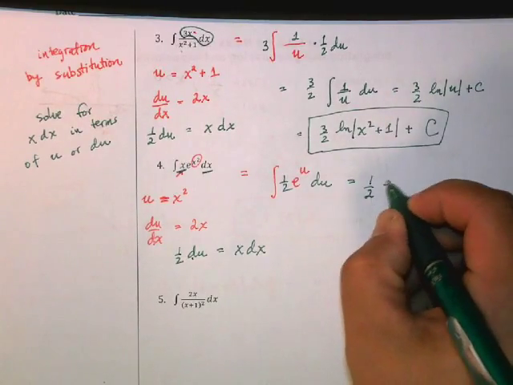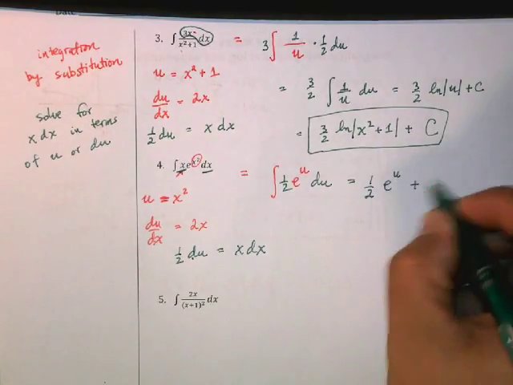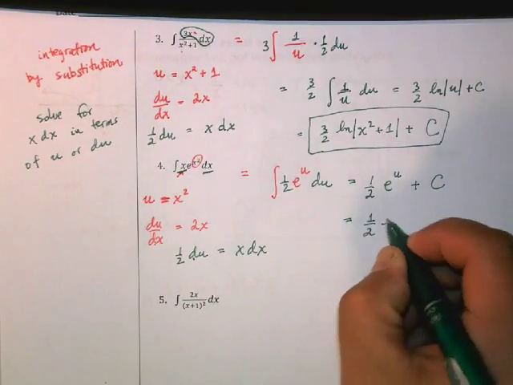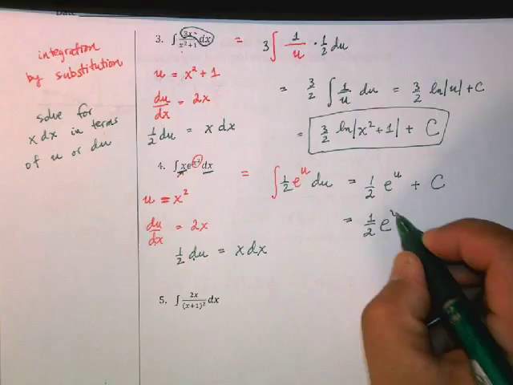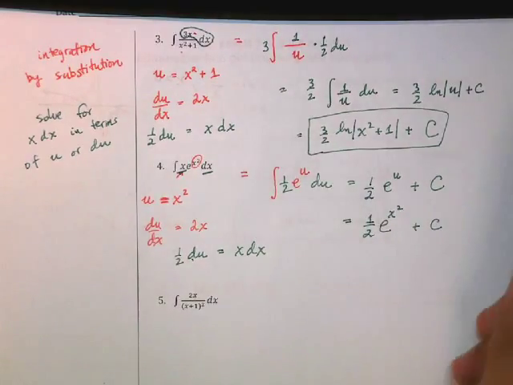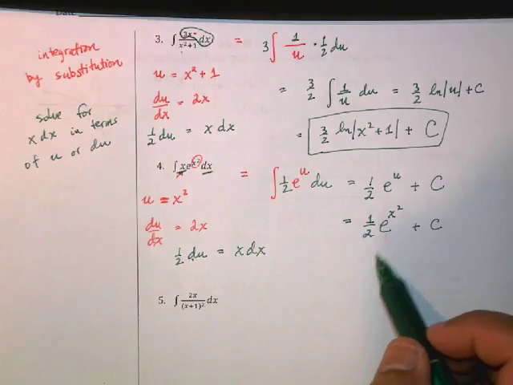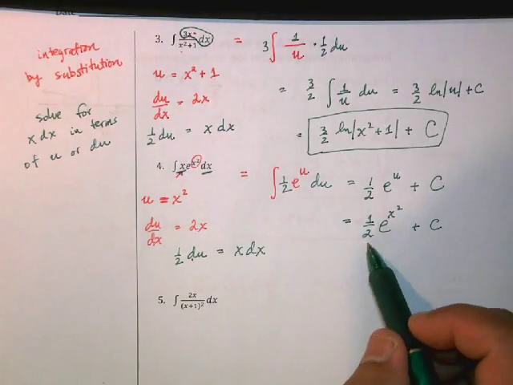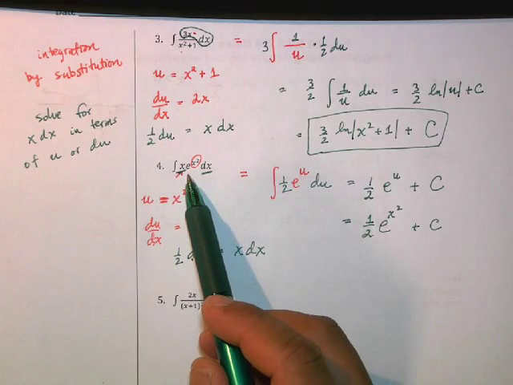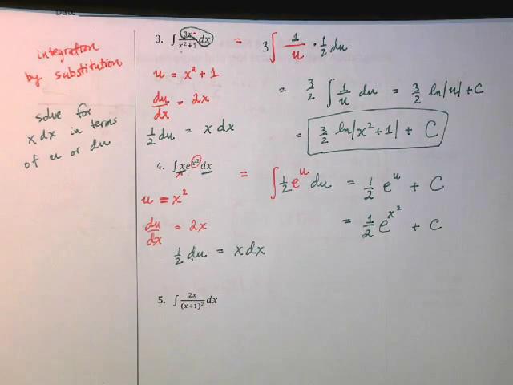So the antiderivative is 1/2 e to the u plus a constant. And remember to substitute back. u is x squared. And it is highly recommended that you check this work for yourself. Take the derivative of our new expression here, and you'll see that it is in fact equal to the integrand.